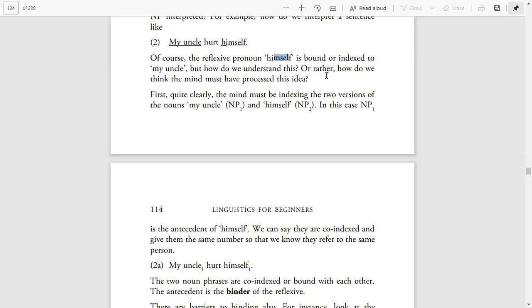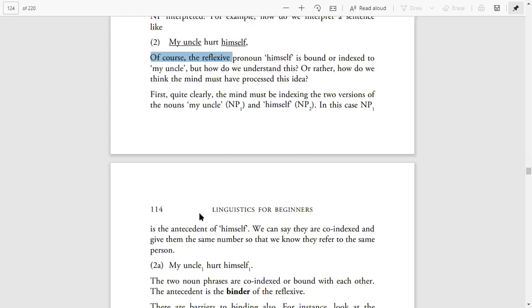But how do we understand this, or rather, how do we think the mind must have processed this idea? First, quite clearly, the mind must be indexing the two nouns. My uncle is noun phrase 1 and himself is noun phrase 2. In this case, noun phrase 1, my uncle, is the antecedent of the reflexive himself. So we can say that they are co-indexed, and give them the same number so that we know they refer to the same person.